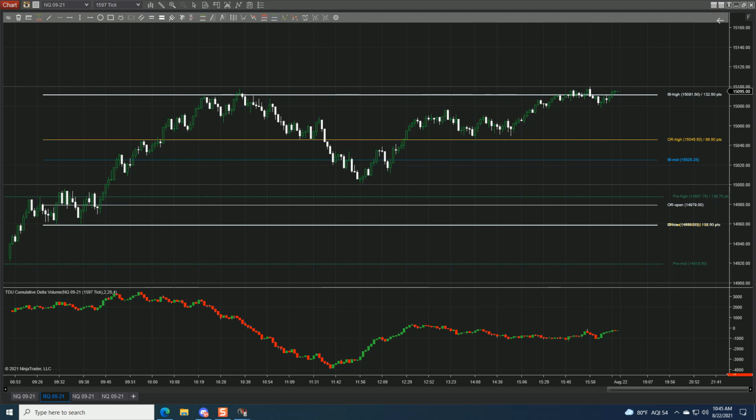Today we're looking at our Cumulative Delta Volume Indicator. I've got right in front of us a 1597 tick chart of the September NQ, and as I always do, I just use the most recent week of data. You can see I'm recording this on Sunday, the 22nd of August.